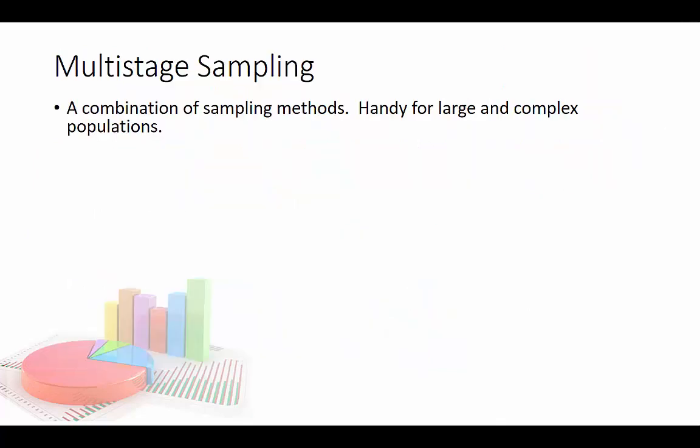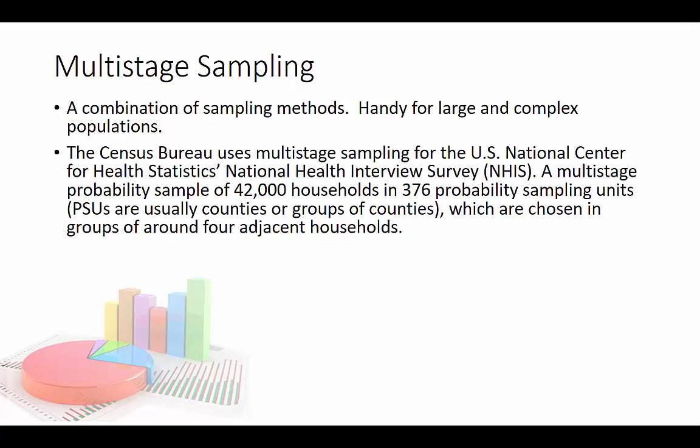Finally, we have multi-stage sampling, and that's basically a combination of sampling methods. You end up using it quite a bit in bigger, more complex populations. The Census Bureau uses it for their National Health Interview Survey. They'll take a probability sample of 42,000 households, but they basically put the households into 376 groups. Then they pick from those groups, and they're chosen in groups of around 4 adjacent households. So as you can see, it's a little bit complex.